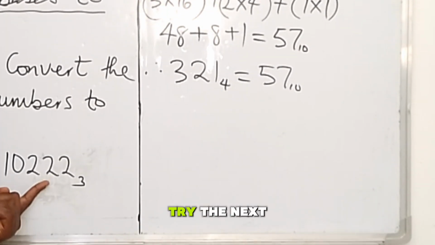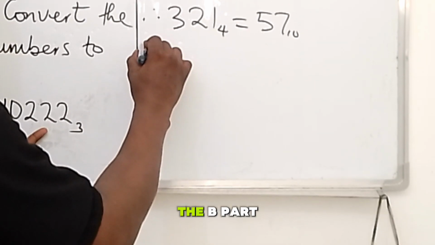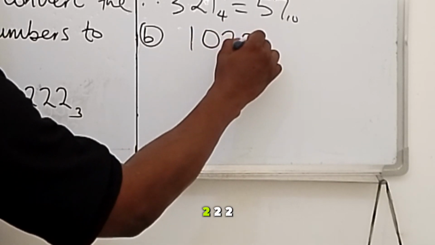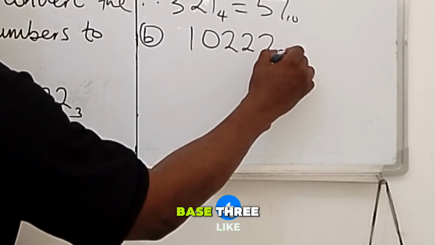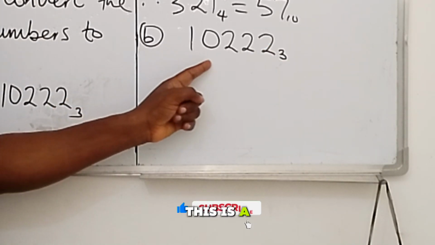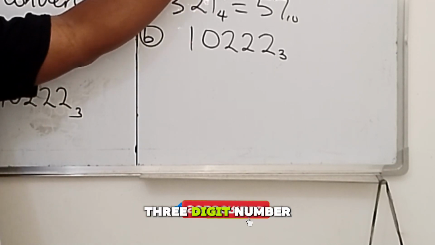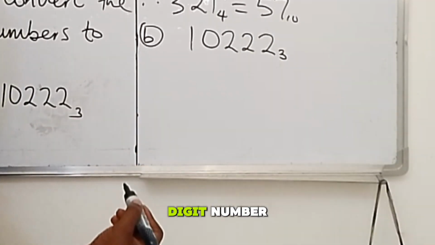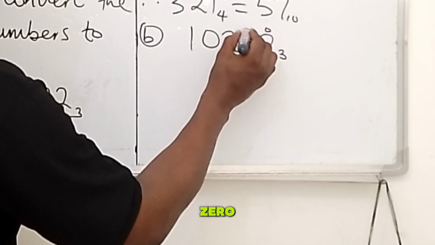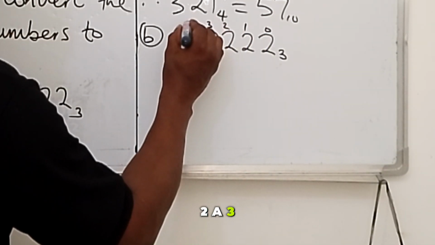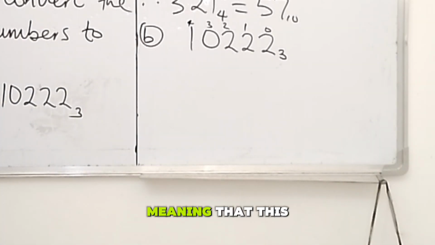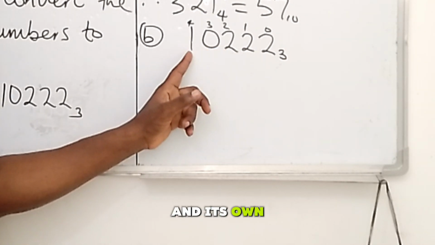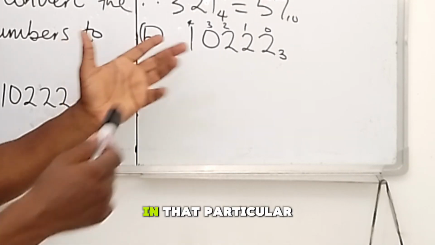Let's try the next one, the B part, which is 10222 base 3. This is a 5-digit number. The previous one was a 3-digit number, where we had 2 up here. So for our 5-digit number, we're going to have a 4, then a 3, a 2, a 1, a 0. Meaning that this number has thousands in base 3 and its own ten-thousands in that particular base.